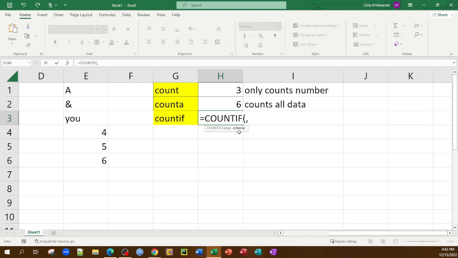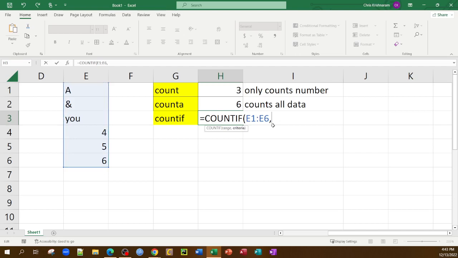This indicates which part of the syntax you're currently working in. So it's good to look at this when you're working on your syntax. It tells you which part of the syntax you're currently working on. Currently I'm entering the range because that's before the comma. So the range, just like the two counts before, I need to highlight my range. So I'm going to highlight my range there, E1 to E6.